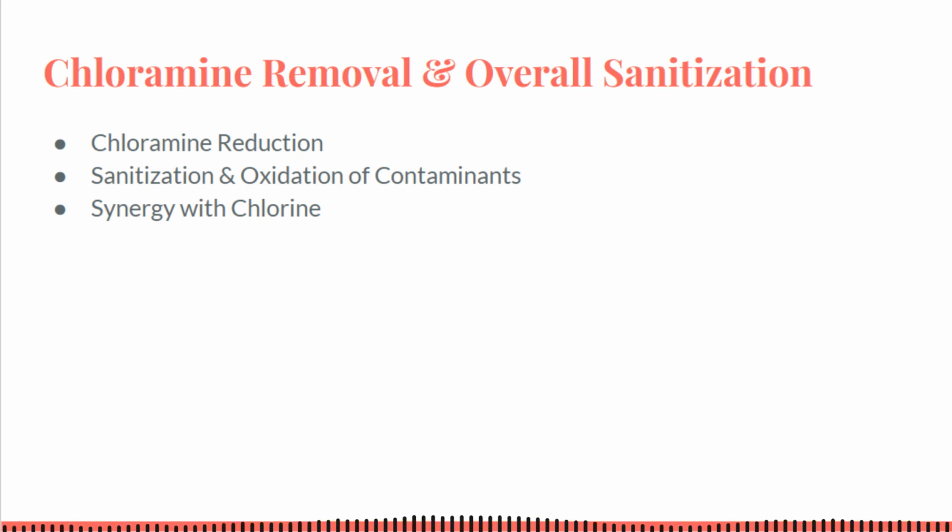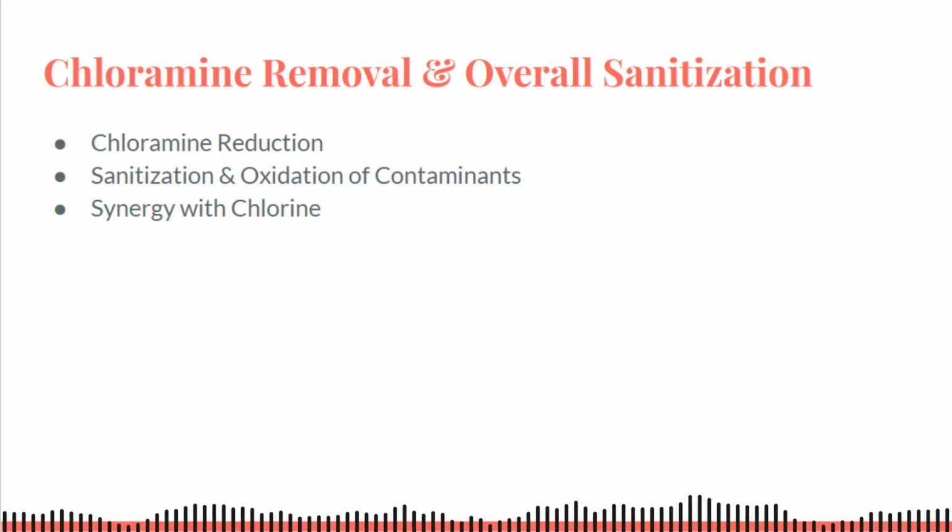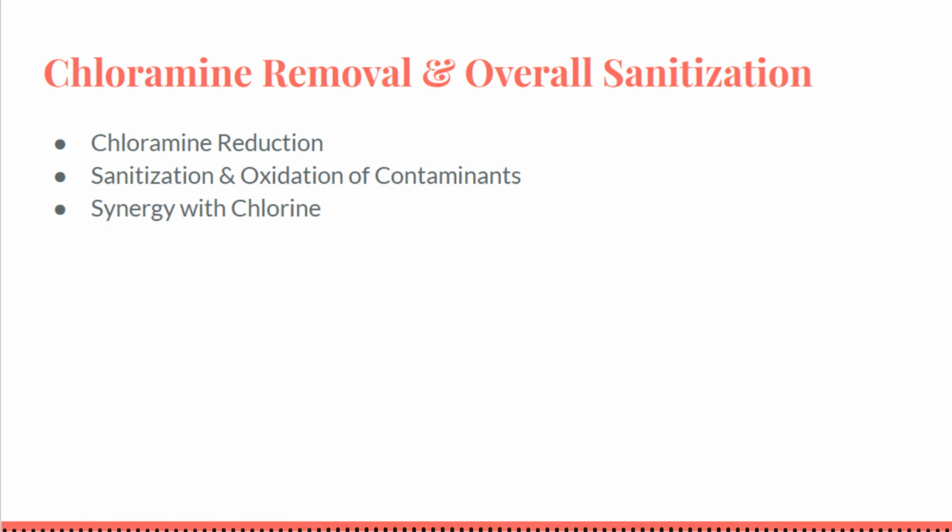Sanitization and oxidation of contaminants. Ozone and AOP systems are effective at neutralizing a broad range of contaminants. Ozone is known to destroy bacteria, viruses, algae spores, and organic compounds on contact in the circulation system. It can even break down stubborn contaminants that might take chlorine much longer to oxidize.